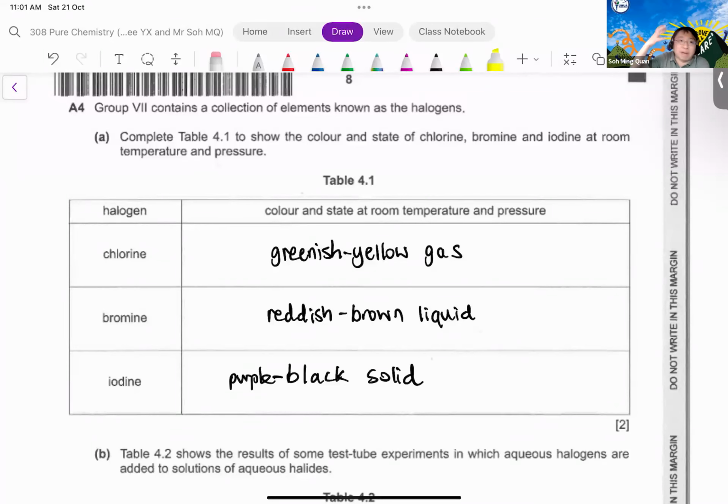So this is what you must memorize. They are not the same things. Dissolved in water as a solution, iodine is brown. True. But here they're asking you for the element. The solid element iodine is purple black. So these are the colors and the states of the group 7 elements that you must memorize. And you do so by revising the periodic table.